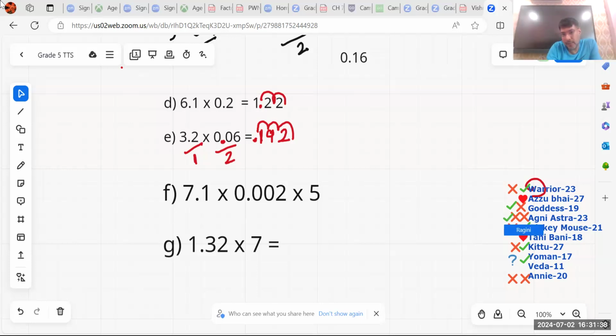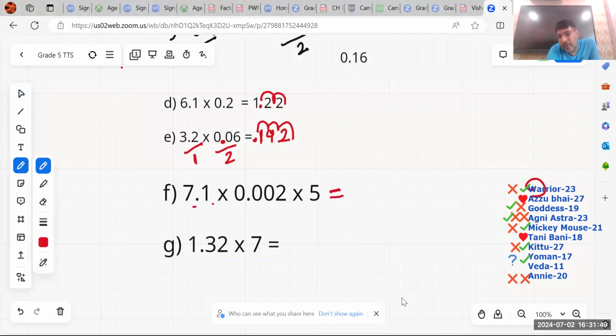All right, guys, let's see. So first I will multiply. Ma'am, please give kidzo to Tani, Bani and Azu Bhai. First I will multiply 71 into 2 into 5. So that means 71 into 10. So I will get 710. Any doubts in this?